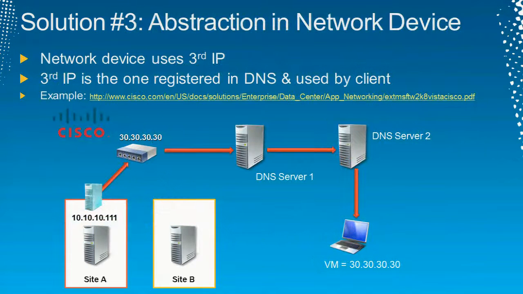The third solution: there are a number of solutions available from our partners. Cisco has a network abstraction layer which allows you to build an IP address based abstraction where you can associate an address with 10.10.10.111 to 30.30.30. When a VM moves from site A to site B, the new IP address gets updated to the intermediate abstraction layer, so that from the client point of view, the IP address hasn't changed. This is one solution we highly recommend if you are going with third-party solutions.